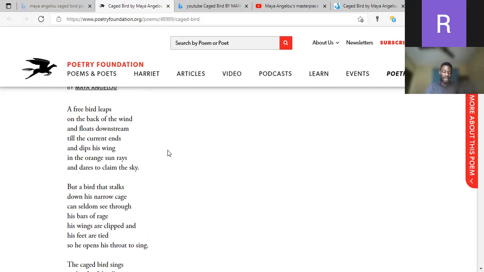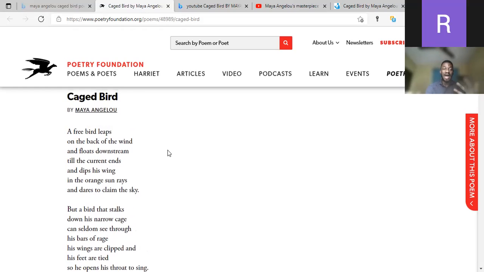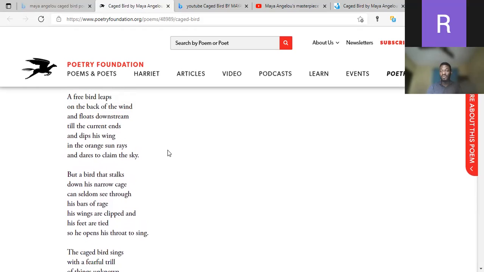The next element we should look at is the point of view. As I discussed in the last session, the point of view is basically you identifying who's telling the story and how this story is being told. So first of all, the narrator is a third person omniscient being that we don't know. It's basically the voice of the poet, but this narrator is able to see the free bird and the caged bird at any given point in time.